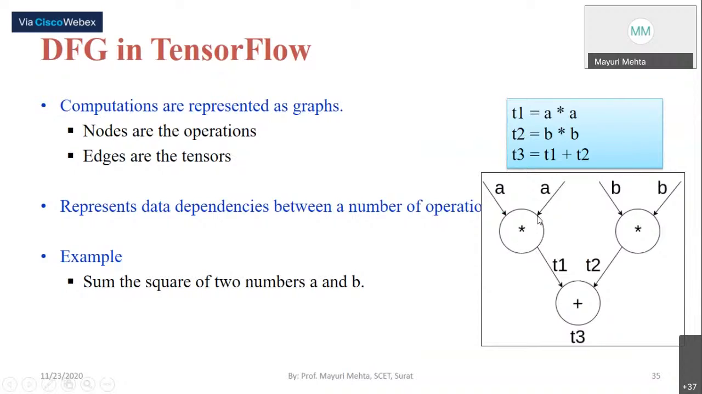So this is the output T1. Here there will be T2. T1 and T2 will be added, and the output will be T3. So you can see that edges represent data, they represent tensors. Tensor I will discuss later. They represent data, and these nodes represent arithmetic operations. TensorFlow uses this data flow graph for computation.